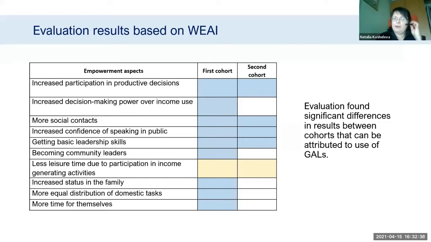But when we were interpreting it, the Women's Empowerment in Agriculture Index actually interprets less leisure time as a negative outcome for women. And because the main difference between the two cohorts was the application of the Gender Action Learning System, these results enabled us to conclude that the differences could be attributed mainly to GALS, and that traditional economic activities don't lead to increased decision-making power in the families, while GALS does.